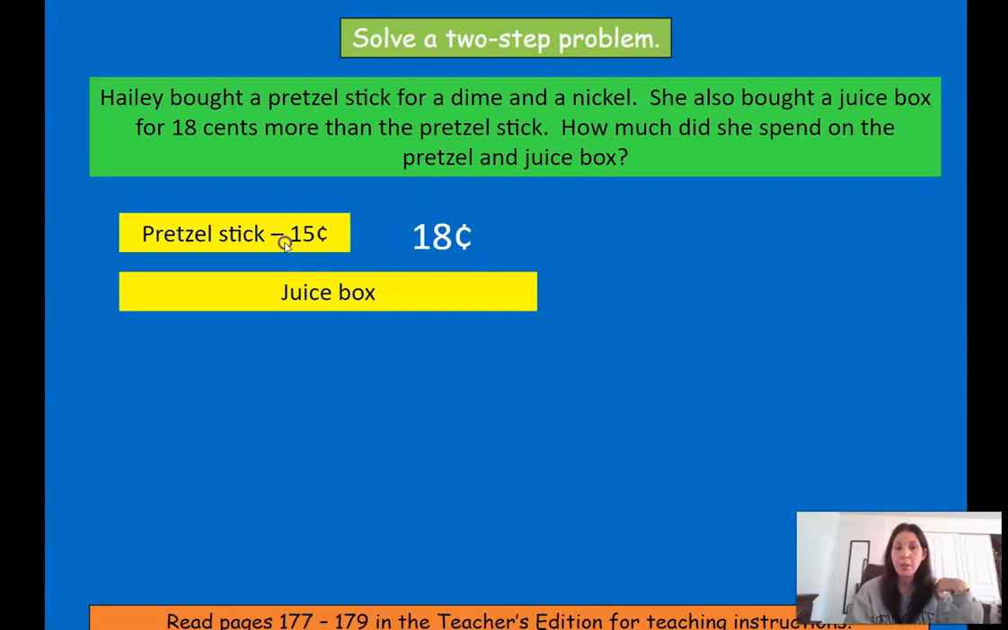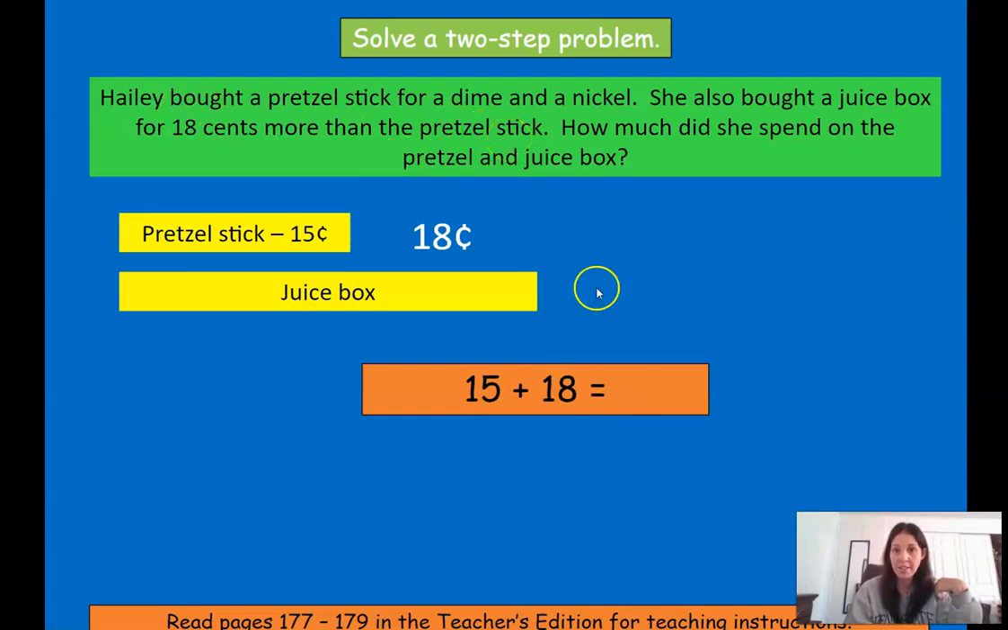What should we do with our two numbers? We need to add them. We need to add 15 cents for the pretzel stick plus 18 more cents, because that's how much the juice box is. We're still trying to figure out how much the juice box cost. So the juice box cost 33 cents.